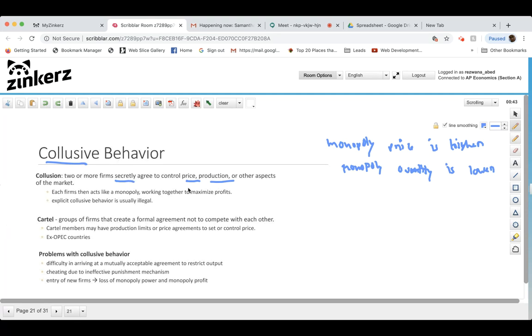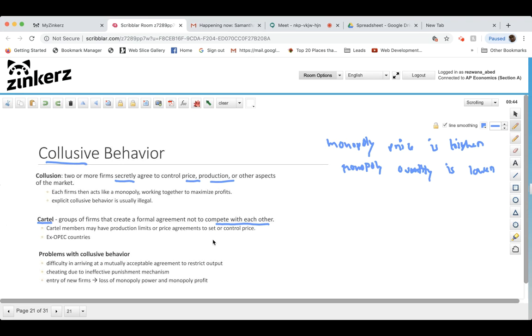And explicit collusive behavior is illegal, at least in the US. So they do it secretively. Sometimes collusive oligopolies will form something called a cartel, which is a group of firms that create a formal agreement not to compete with each other. In the US, collusion is illegal and kept secret, but some collusive agreements are anything but secret.